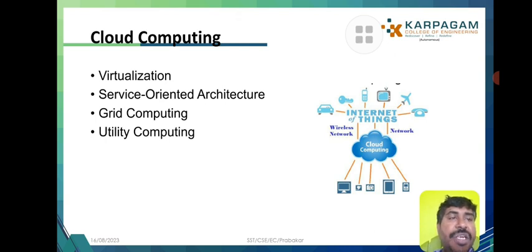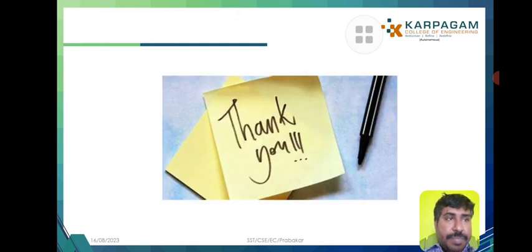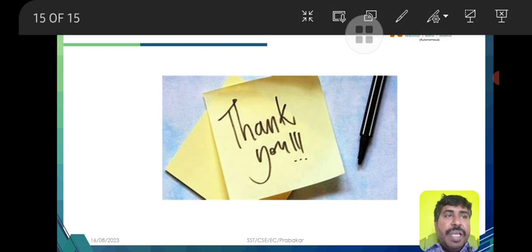The diagram illustrates cloud computing connected in the wireless environment, creating a network and providing tools enabled by IoT. We have various kinds of tools and control over various combinations of these technologies. These are the references we have used. Any queries? Thank you.